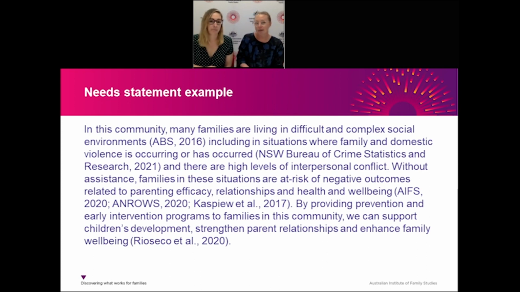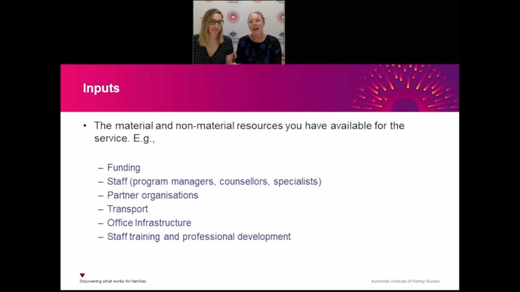So the needs statement from our example is: in this community, many families are living in difficult and complex social environments, including in situations where family and domestic violence is occurring or has occurred, and there are high levels of interpersonal conflict. Without assistance, families in these situations are at risk of negative outcomes related to parenting efficacy, relationships, and health and wellbeing. By providing prevention and early intervention programs to families in this community, we can support children's development, strengthen parenting relationships, and enhance family wellbeing. You can see that we've used references to support what we're saying here, and this is something that you will also need to do.